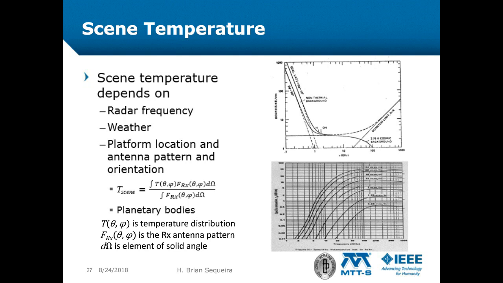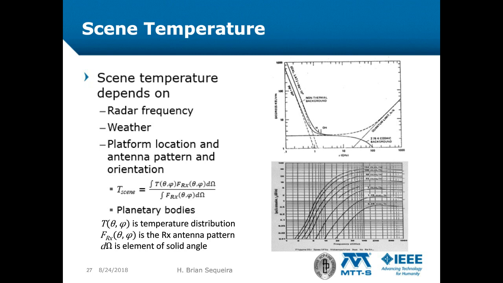Weather causes variations in sky noise that increases at high frequencies. Rain increases attenuation that increases at higher frequencies, as shown in the lower right of the slide. This attenuation also introduces noise. Scene temperature is a sum of contributions from all sources weighted by the receive antenna pattern.